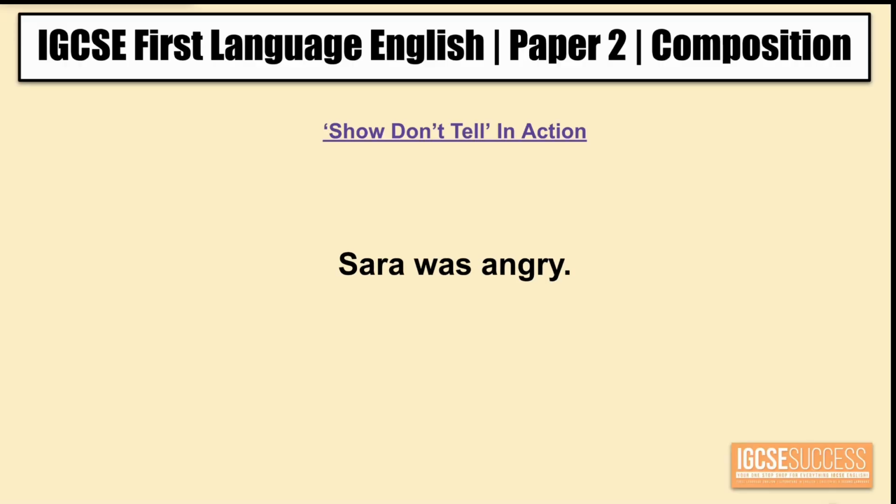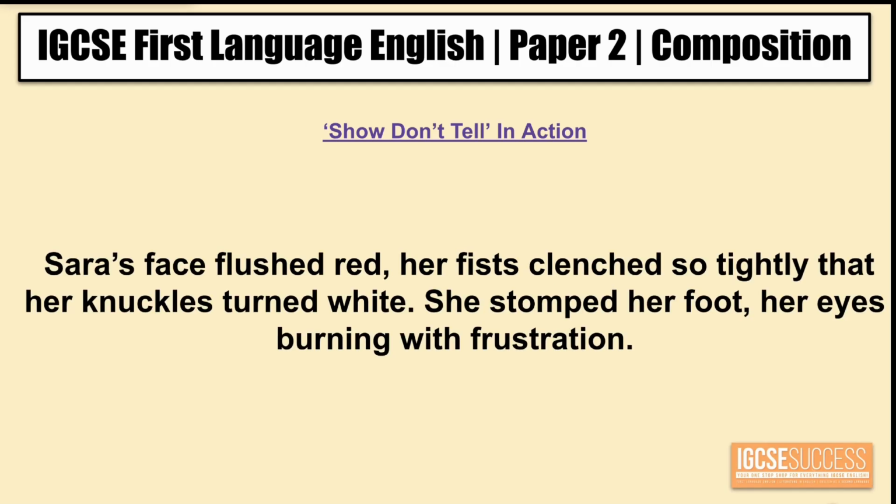Now our last very lackluster telling sentence is "Sarah was angry." Let's see how we can improve this one. "Sarah's face flushed red, her fists clenched so tightly that her knuckles turned white. She stomped her foot, her eyes burning with frustration." So another great example of showing how a person's emotion can be conveyed through diction, through description, through action, etc. And Sarah's frustration and anger is really palpable. So let's unpick it a little bit.